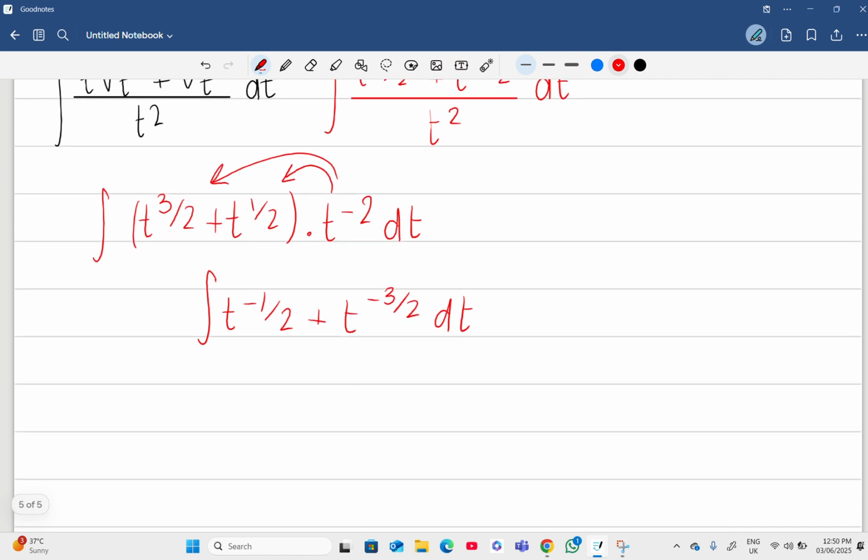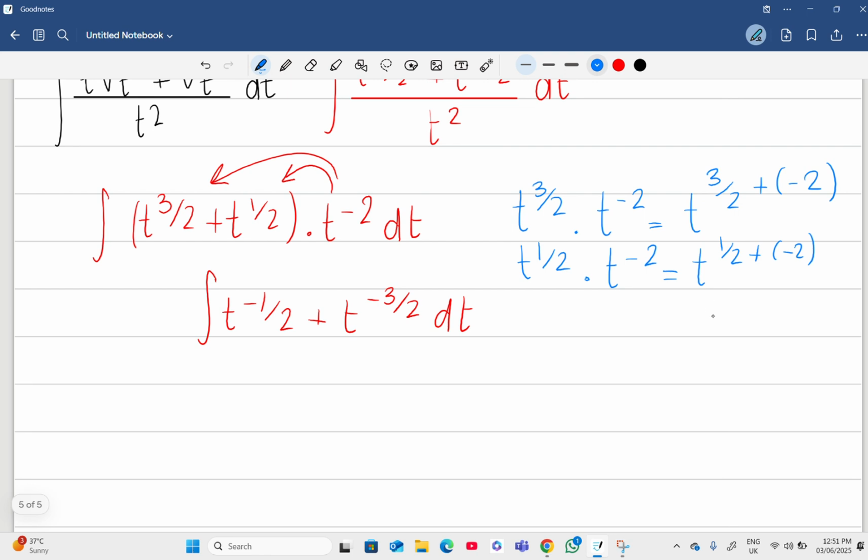Now, how did I get this, so nobody gets confused? t to the power of 3 over 2 multiplied by t to the power of negative 2 is the same thing as saying 3 over 2 plus minus 2, which is just minus 2. Do it on the calculator, you get negative half. And if I do here t to the power of half multiplied by t to the power of negative 2, same thing as saying t to the power of half plus minus 2, which is t to the power of negative 3 over 2. So this is how I got this, so nobody gets confused.